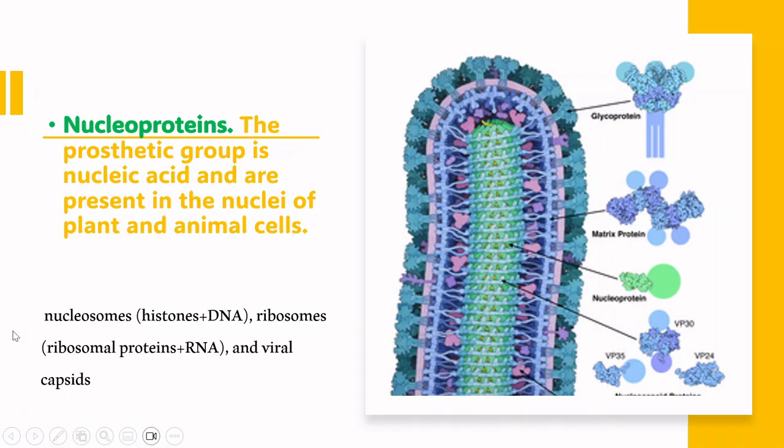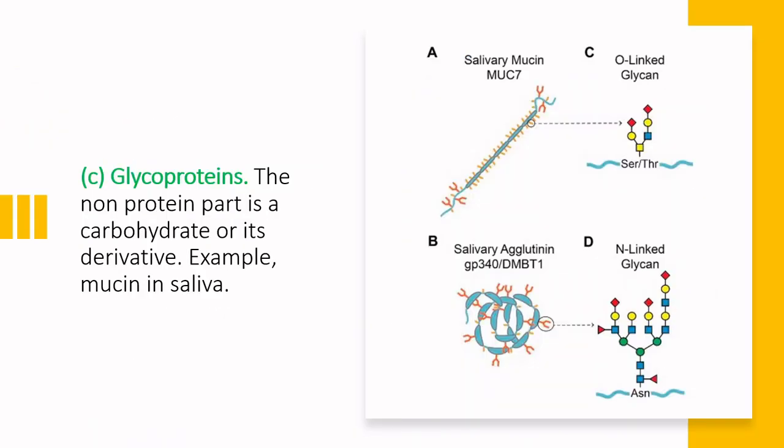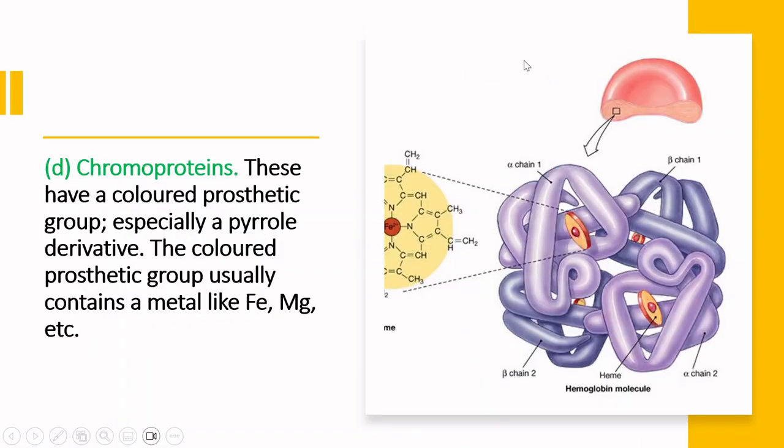Some examples are nucleosomes, which are a combination of histone and DNA, ribosomes, ribosomal proteins and RNA, and viral capsids. The third conjugated protein is glycoprotein. Here, the non-protein part is a carbohydrate or its derivative. Example is the salivary mucin protein.